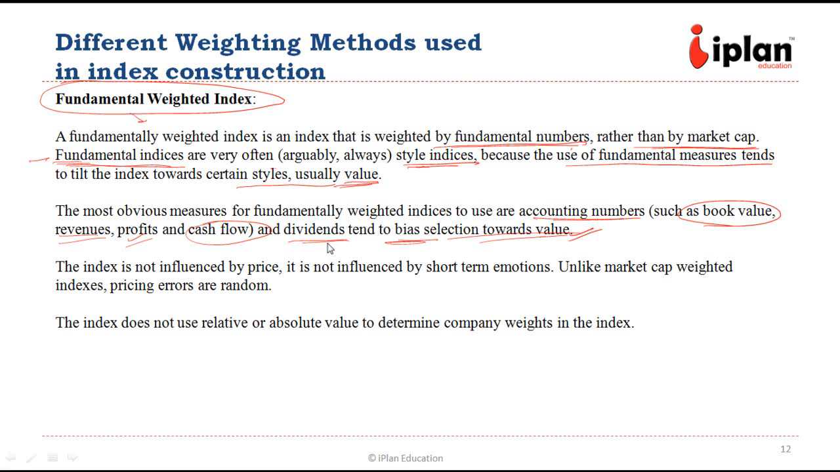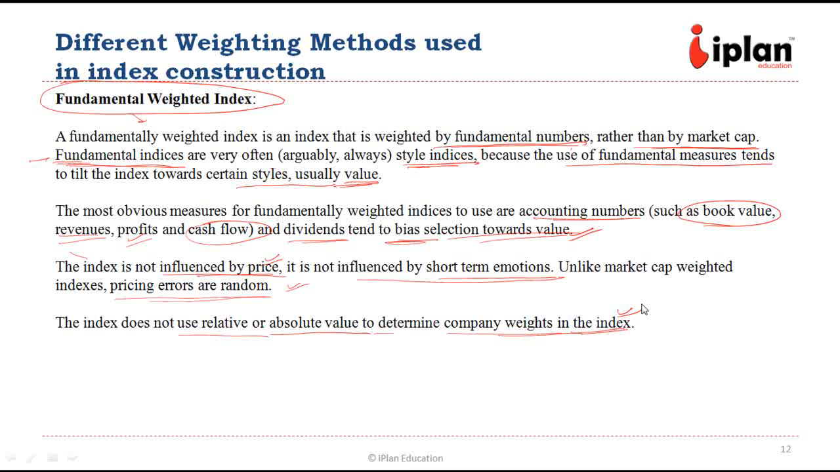Here, since we are using these accounting numbers, the index is not going to be influenced by price. Since price is influenced by short-term emotions, these price errors, which are mostly random, will be avoided in this case. So it does not use any relative or absolute value to determine company weights in the index. Only fundamental weights are used.